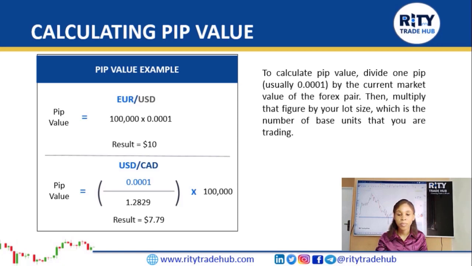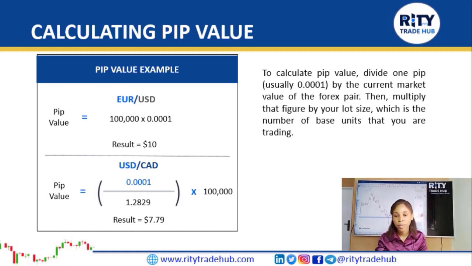Okay, to calculate pip value, guys, you divide 1 pip, usually 0.0001, by the current market value of the forex pair. Then you multiply that figure by a lot size, which is the number of base units that you are trading. To get the value of 1 pip in a currency pair, a trader has to divide 1 pip in decimal form, that is 0.0001, by the exchange rate, and then multiply that by your lot size, all right, for the dollar value of your profit, or the dollar value per pip.